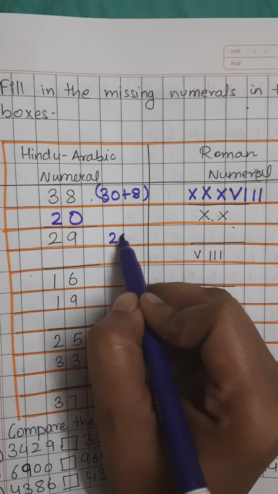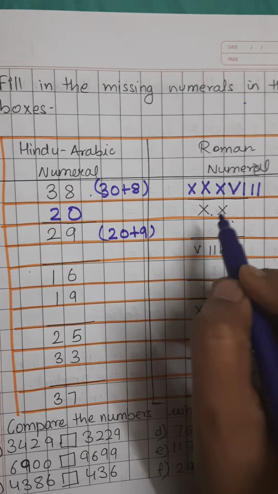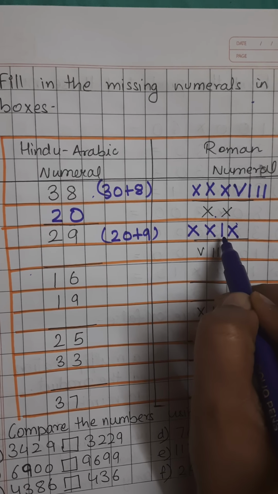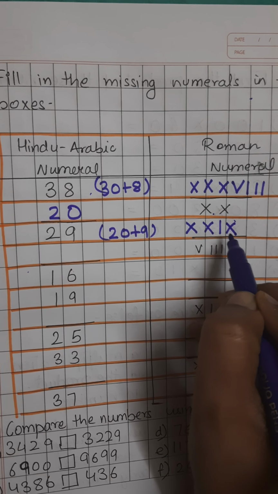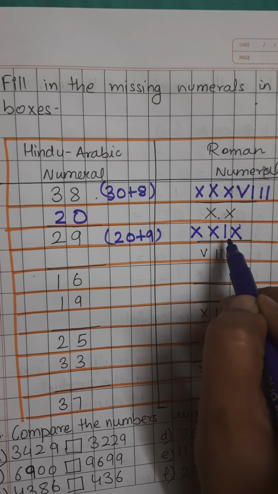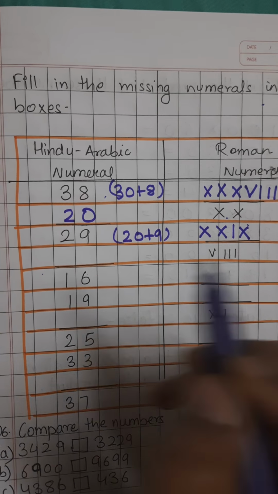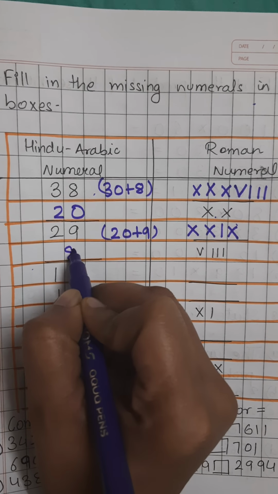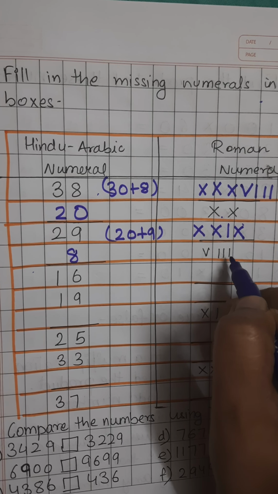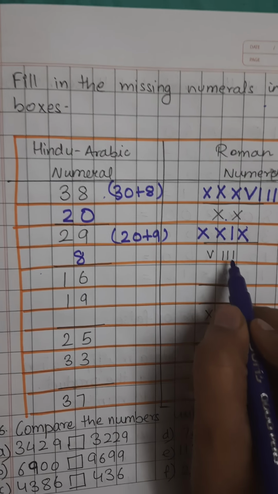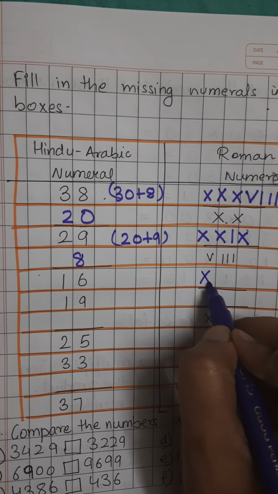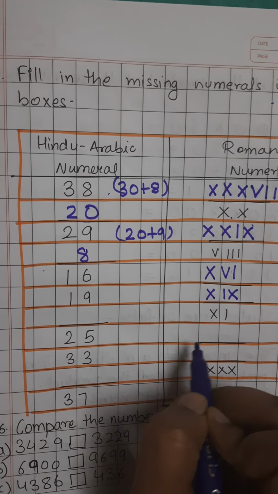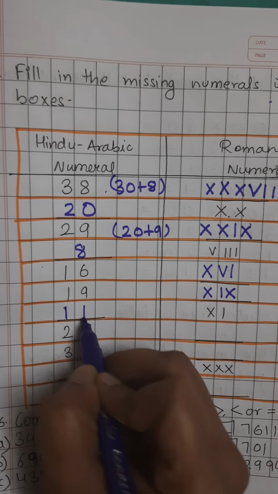Here 29, it is made by 20 plus 9, right? So 20 we know double X, and 9 is 10 minus 1. When the smaller value Roman number comes before the greater value, it subtracts, right? So 10 minus 1, it is 9. Here it is 5, 6, 7, 8. It is 8. Because one Roman numeral we can only repeat thrice, not more than that. So this is 8. Now 16 is made by 10 plus 6. 19, 10 plus 9. This is 10 plus 1 is 11.